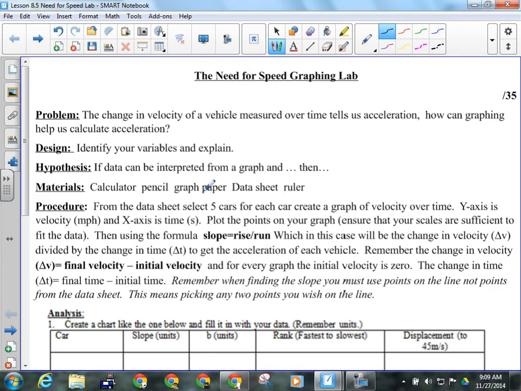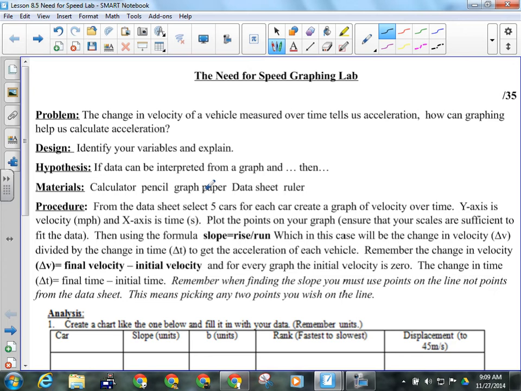So the problem we're investigating: the change in velocity of a vehicle is measured over time. It tells us acceleration. If we look at the change in velocity over time, we get acceleration. That's that VF minus VI over T formula that we've been working with. From a velocity versus time graph, we can also calculate acceleration, because obviously that's where the formula VF minus VI over T comes from.